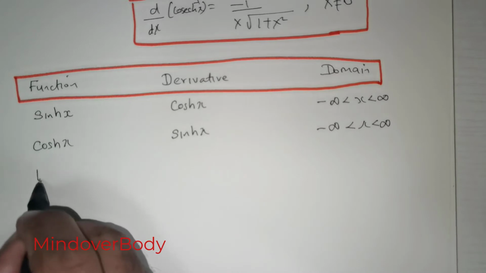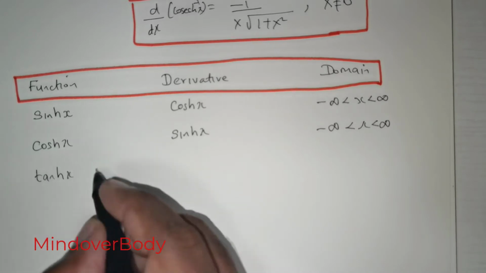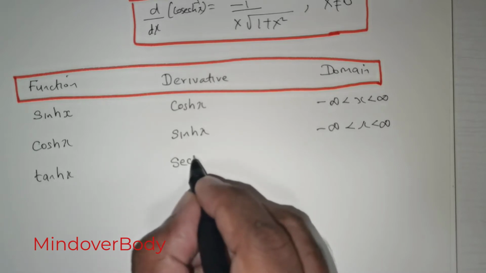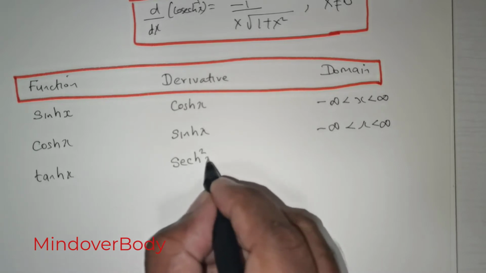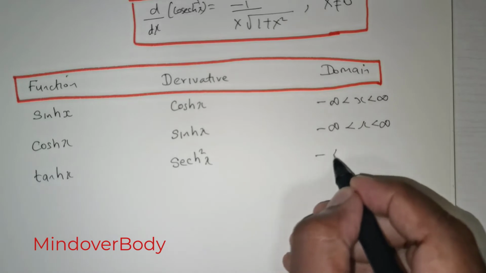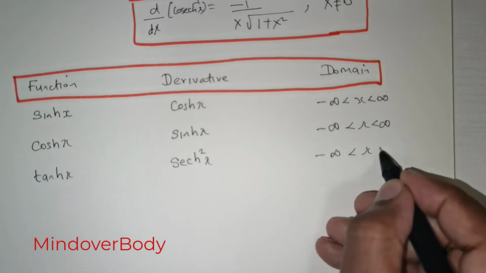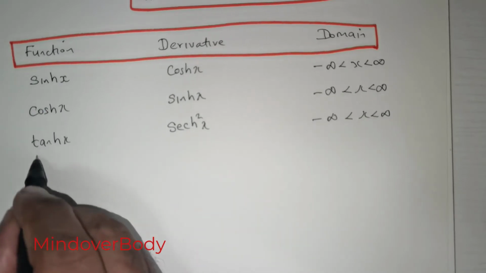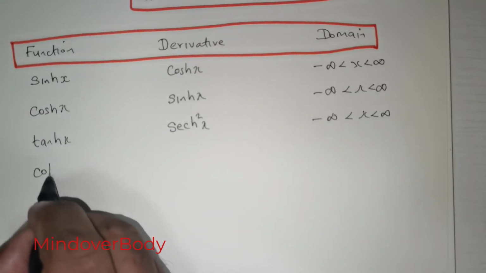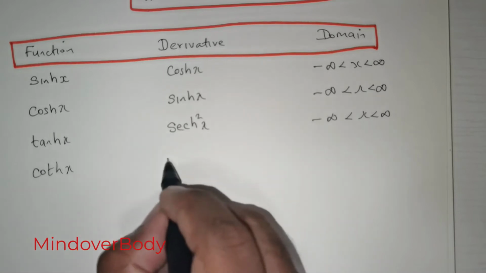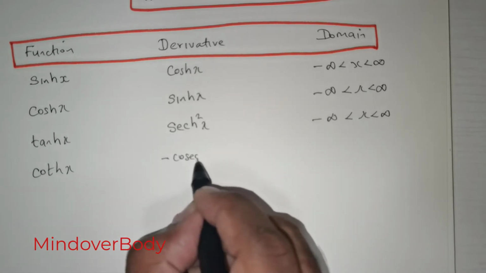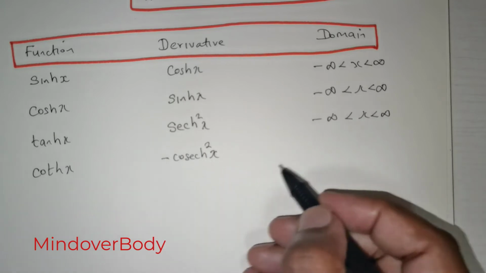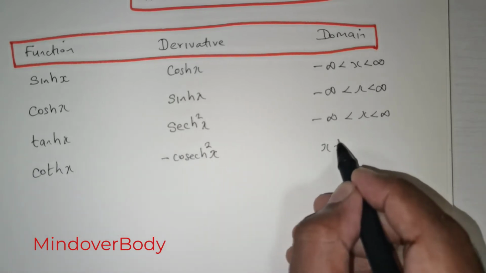Now the next one is hyperbolic tan. The derivative of hyperbolic tan x is sech squared x, and the domain is negative infinity less than x less than infinity. After tanh comes hyperbolic cot x. The derivative of this is negative csch squared x, and x is not equal to 0.